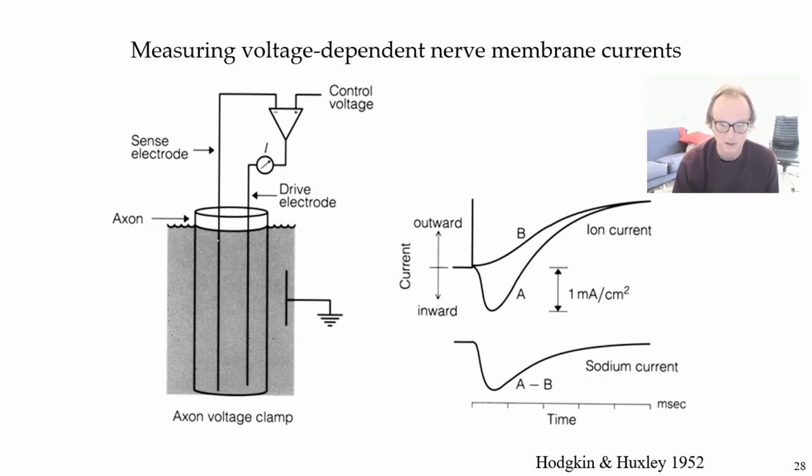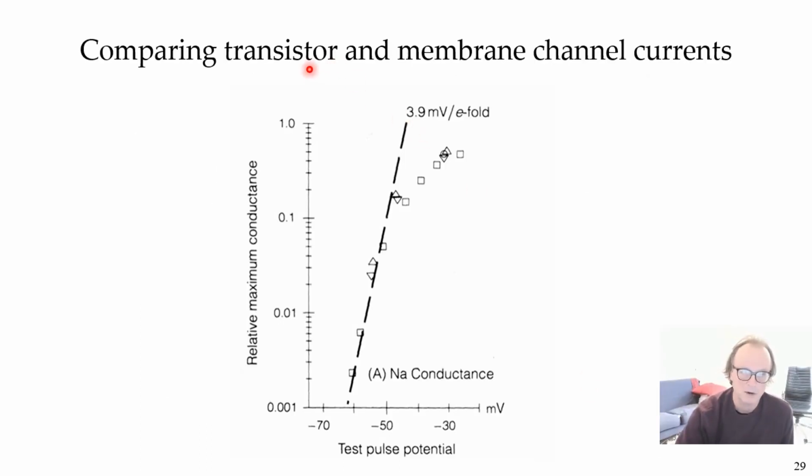And what you observe is something really cool. So here is a comparison of transistor and membrane channel currents with a test pulse potential, which I just showed you on the previous slide. There was a little pulse. You put in a test pulse to a particular voltage from the rest potential, which is very negative, and now you measure the relative maximum conductance of the membrane. And you see that it changes in this way. It increases with voltage, but it increases as a straight line on a log scale. That means that the increase is exponential with the voltage, right? Linear on a log scale.